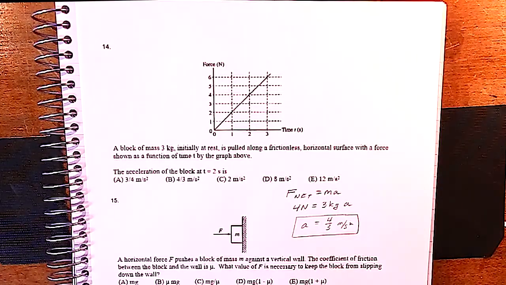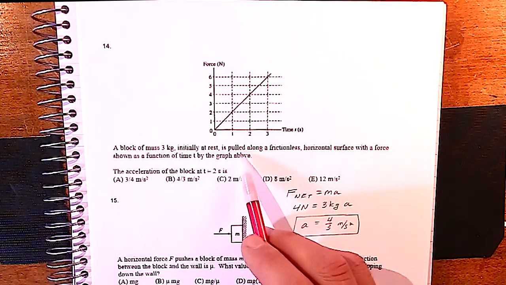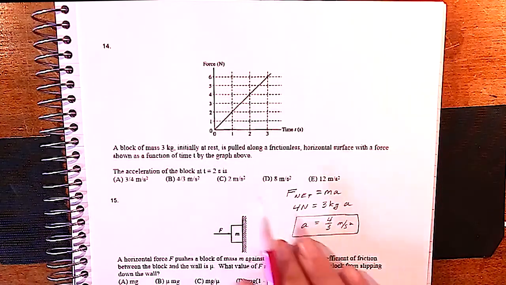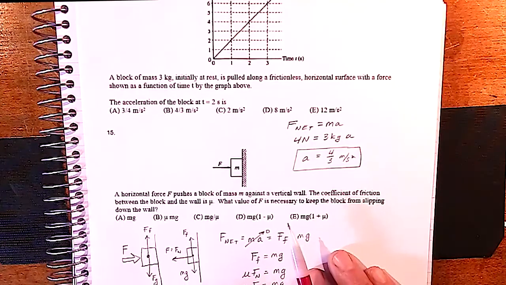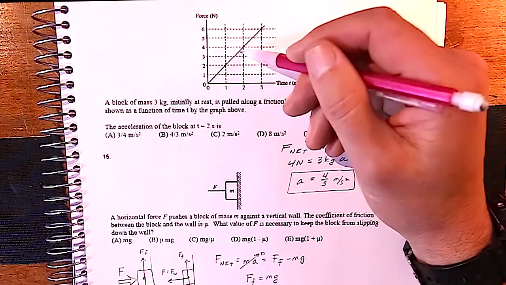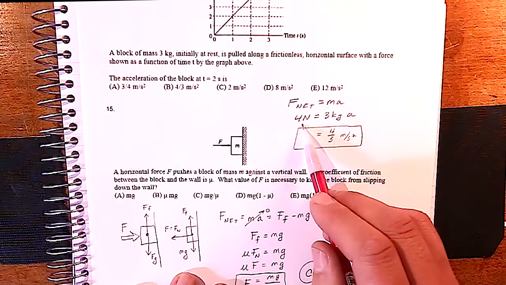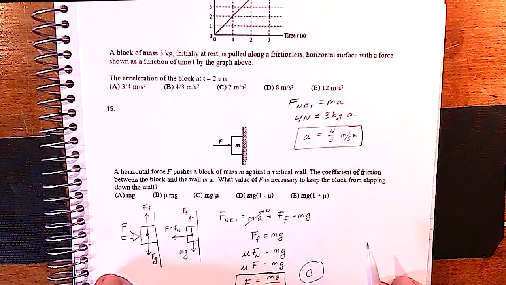This problem is so easy, it's almost difficult because it's so easy. So it says a block of mass 3 kilograms is at rest, and it's pulled along the surface by a force here. And the question is, what's the acceleration at 2 seconds? Well, all we have to do is go up to 2 seconds and see the force is 4 newtons at 2 seconds. So that's just F equals ma. So we know the force is 4 newtons at 3 kilograms, or 4 divided by 3.